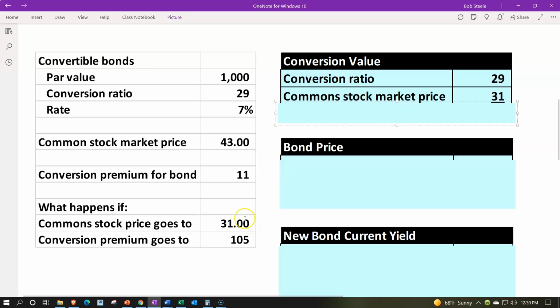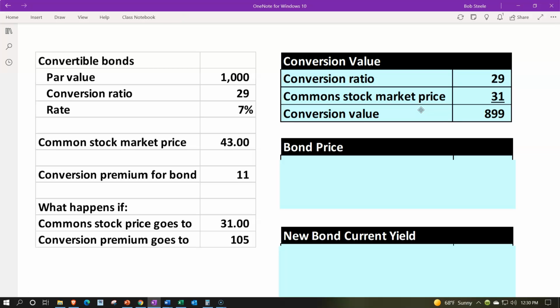Obviously, we don't have control over the common stock price. It could fluctuate up and down. The ability of us to have the option is one benefit to us if we were the investors. For that fluctuation to take place could be beneficial for us. So we're going to say, in this case, we're going to take the 29 times 31. The market price of the stock means the conversion value has gone down to $8.99.